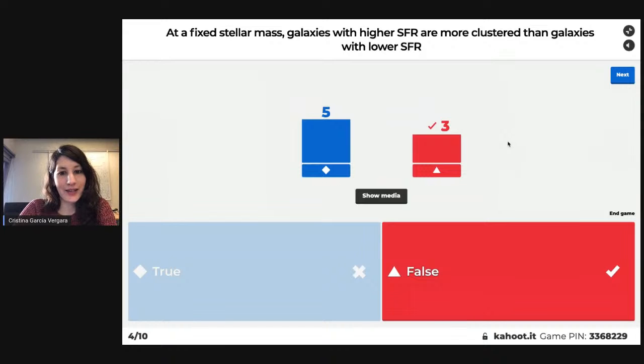Okay, that is false. It is actually the other way around. I saw that most of you replied this wrongly. But lately it has been discovered that a higher star formation rate implies that galaxies inhabit less massive dark matter halos. So that was false.